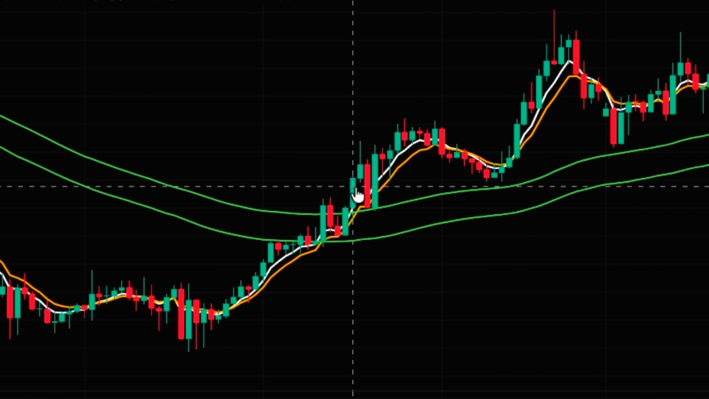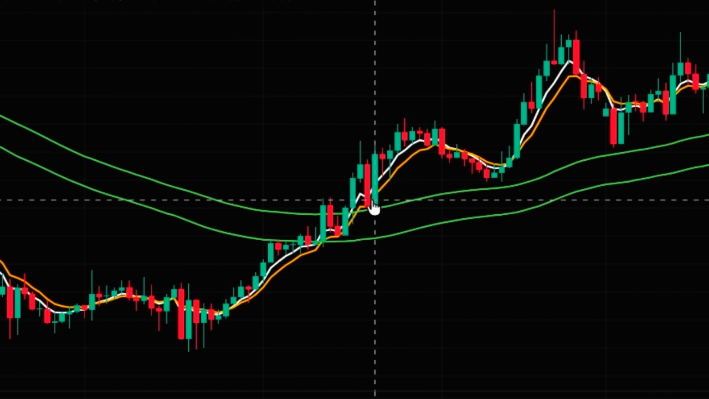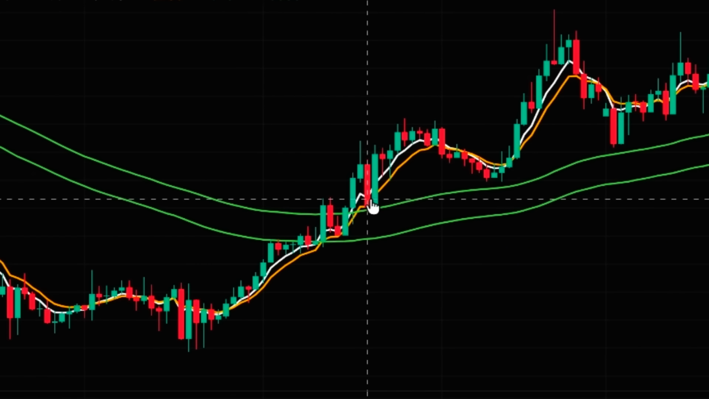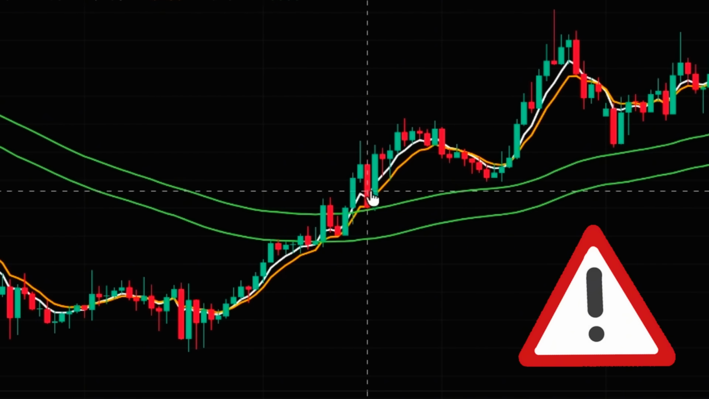Alright, in the next step, the orange line and the white line should also go above the green channel. Because the orange line and white line have short length, they are near to price action, and shortly after crossing of the price above the green channel, they are also usually above the green channel, but not always. So this is also the next step in our trading strategy. We wait for the white line and the orange line to completely go above the green channel, but we don't enter a trade here.